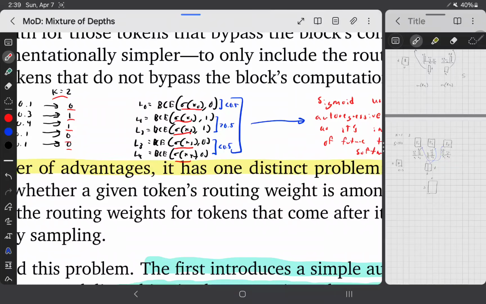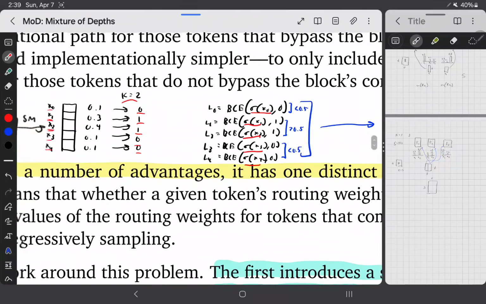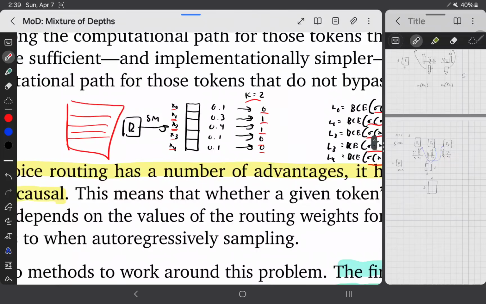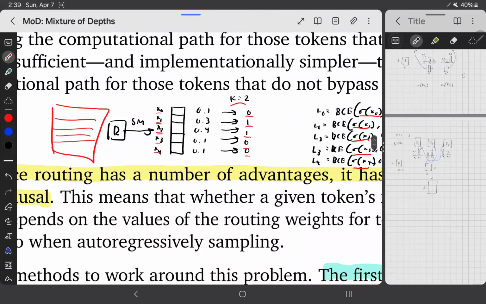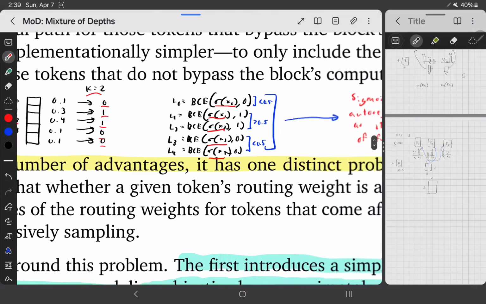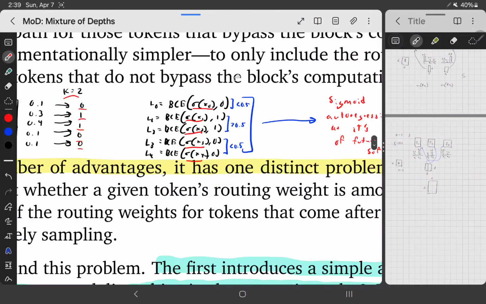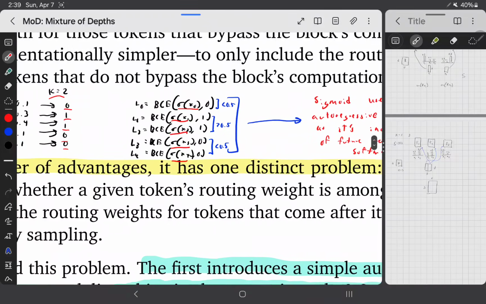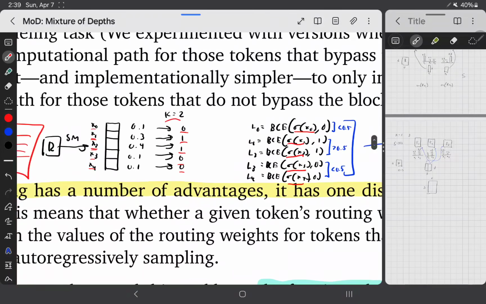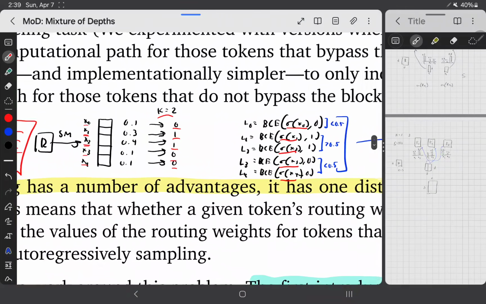I think the reason they do this is because the routing here is not causal. It's inherently not causal because of the softmax distribution, and the way you train it is not causal because of the softmax distribution. But if you train a sigmoid distribution, which is independent of the future tokens and the past tokens, to basically do a prediction on the top k.